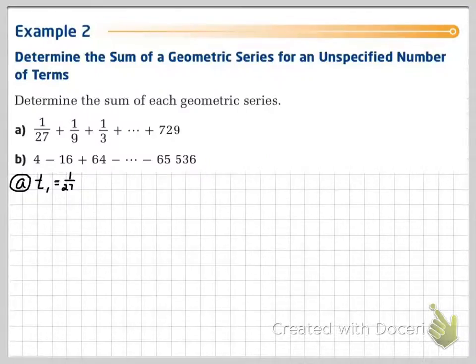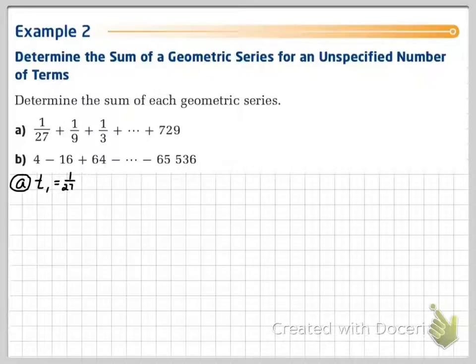In example 2, we're going to determine the sum of a geometric series. This time, though, we've got an unspecified number of terms. For A, 1 over 27 plus 1 over 9 plus 1 over 3 plus, all the way to 729. Well, always the same. We need to figure out what term 1 is, then we need to figure out what our common ratio is, and then we have to figure out how many terms there are going to be.